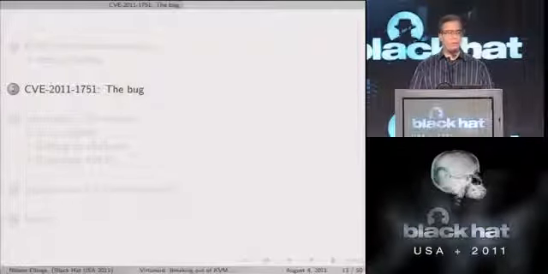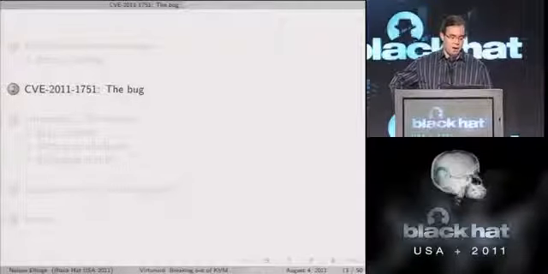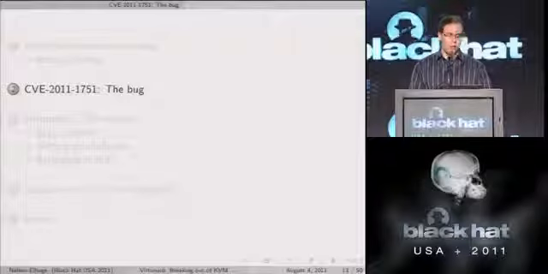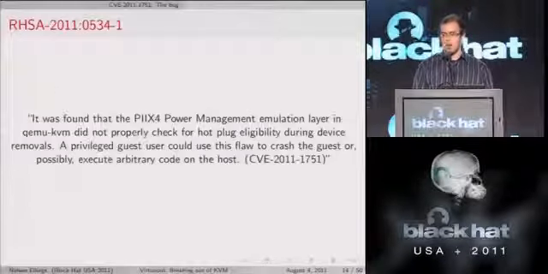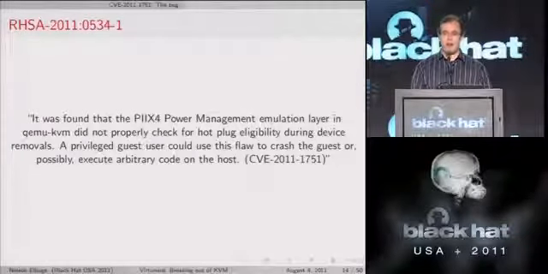So now that we've got a sense of how all these pieces fit together, we're going to dive a little bit more into a bug that I found in QEMU KVM that we're going to be using to break out of the guest. So this bug was CVE-2011-1751. I've quoted here the text from the Red Hat security advisory about this.